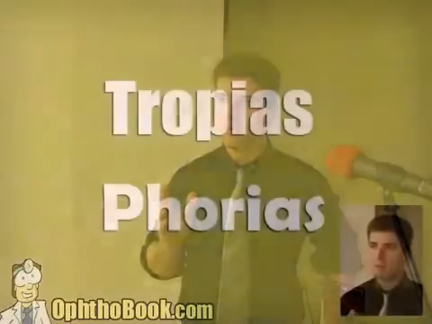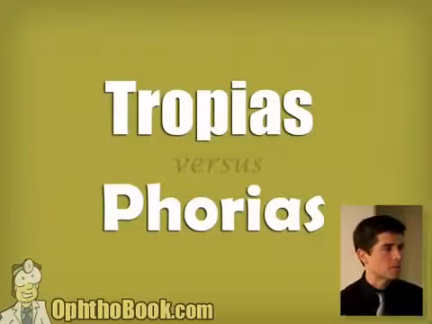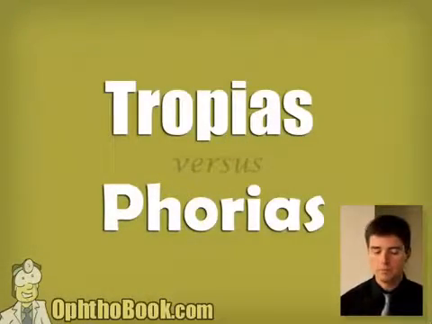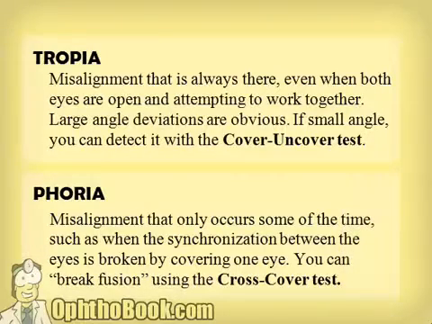But there's really only one goal with this entire lecture, and that goal is to figure out what's the difference between a tropia and a phoria. Now this looks like a complicated definition, but this is the best one I can come up with, and this is what is written in your notes. But the idea is that a tropia is a misalignment between the eyes. It's always there. It may be obvious, it may not be obvious, but a phoria is something quite a bit more subtle.